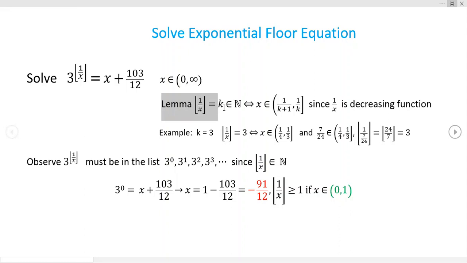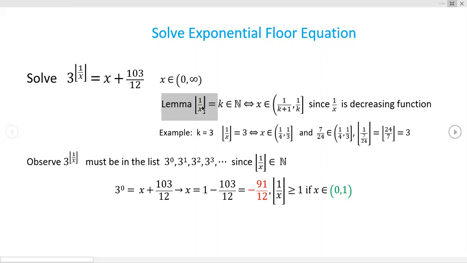But notice the relationship here. k is a member of the natural numbers if and only if x is in this interval, 1 over k plus 1, comma 1 over k. Now that makes a little bit of sense because you're taking reciprocals, right? So it's very clear that 1 over k better be in the set, because if you put 1 over k right here, 1 over 1 over k is k. So that's easy enough to see.